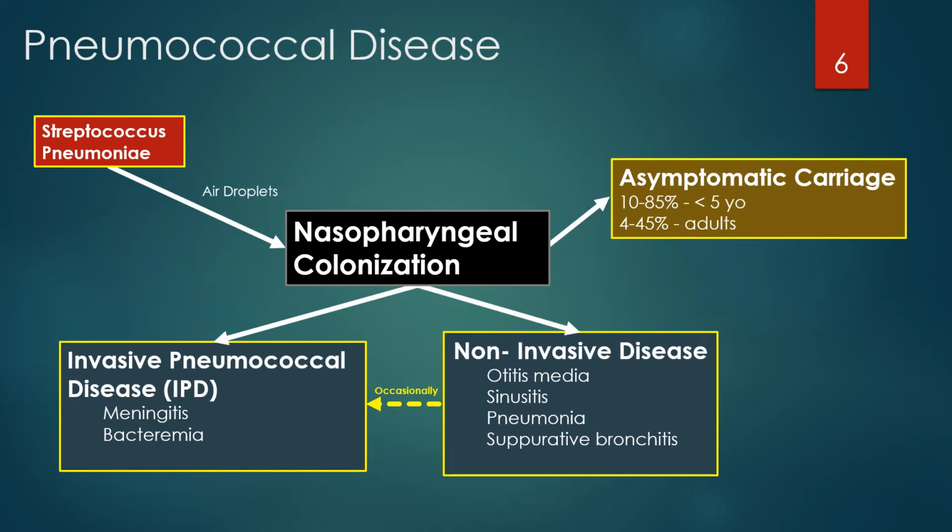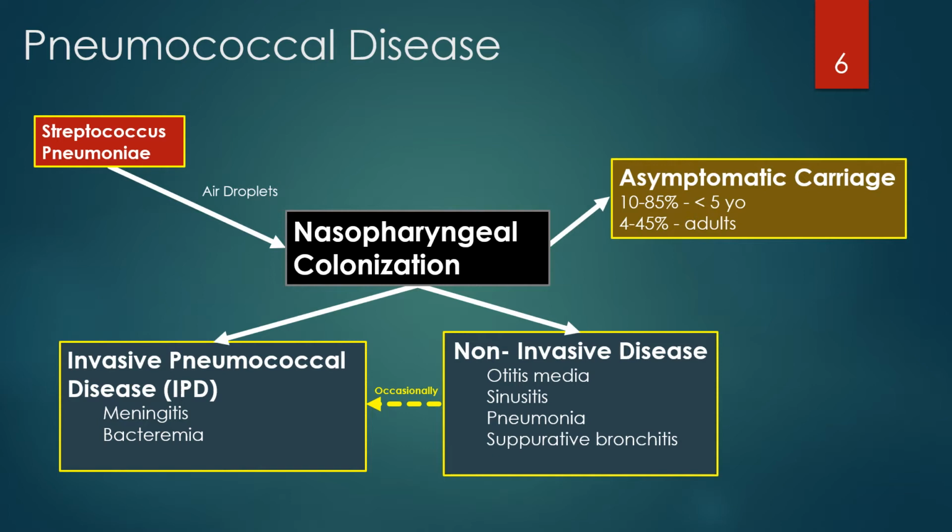Pneumococcus is passed by air droplets. It commonly colonizes the nasopharynx. Asymptomatic carriage is common. Depending on the study, from 10 to 85% of children less than 5 years old are asymptomatically colonized, compared with 4 to 45% of adults. Colonization lasts longer in children than in adults.